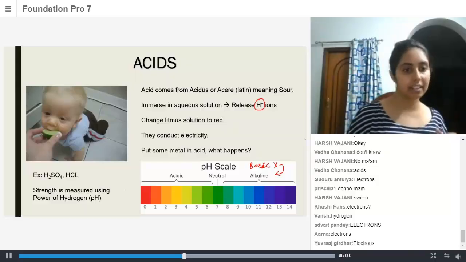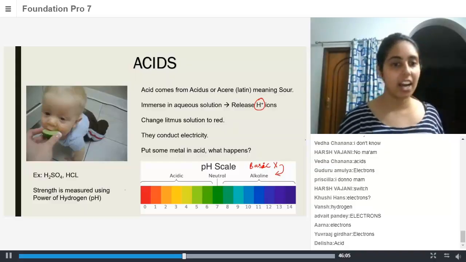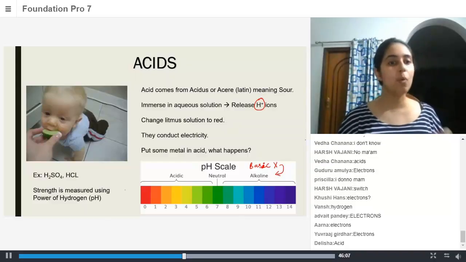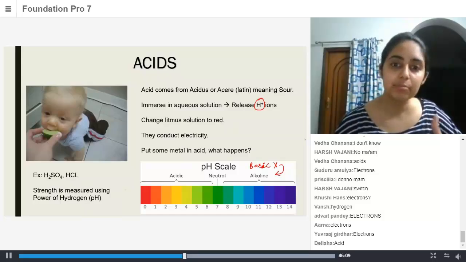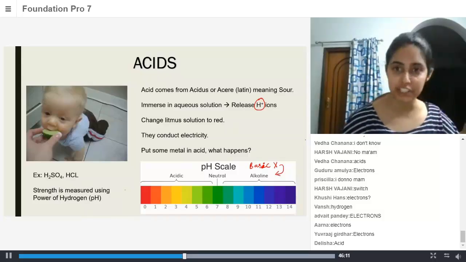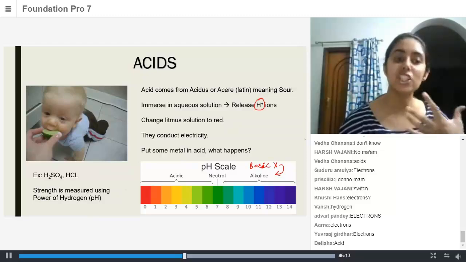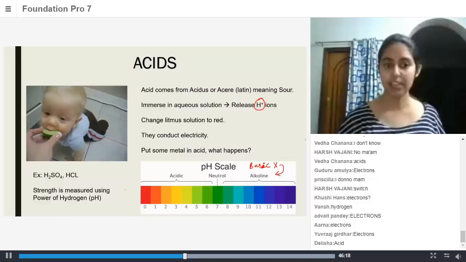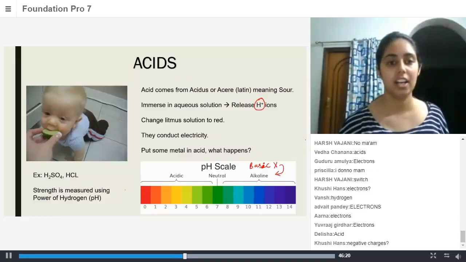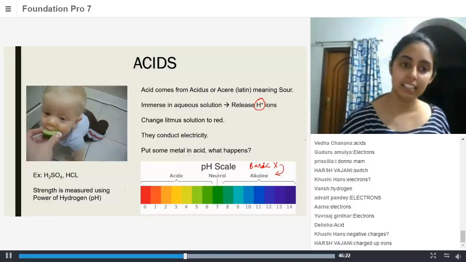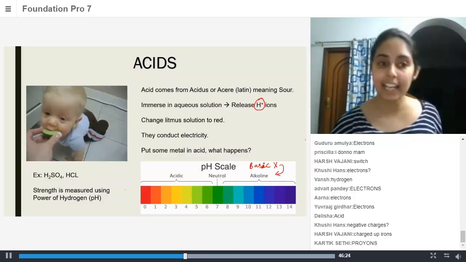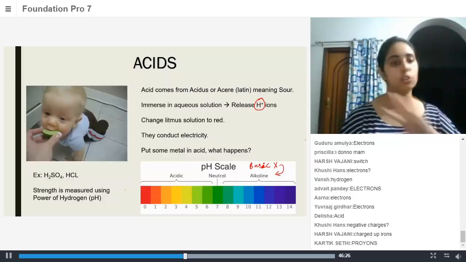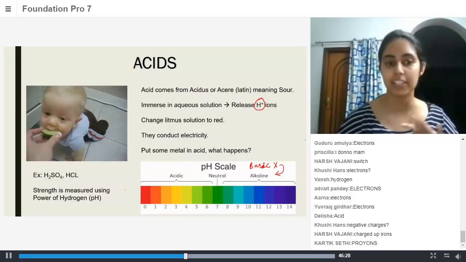Acids can conduct electricity. But what are electrons? Electrons are charges. Okay, so basically you need a charge. You need charges in order to conduct electricity. Not necessarily negative charges. It can be charges. You basically need charges to conduct electricity.